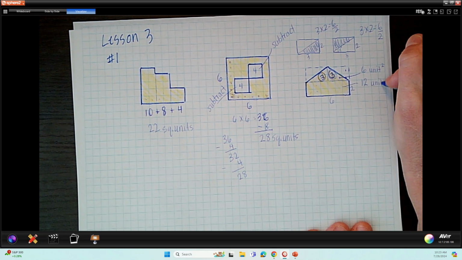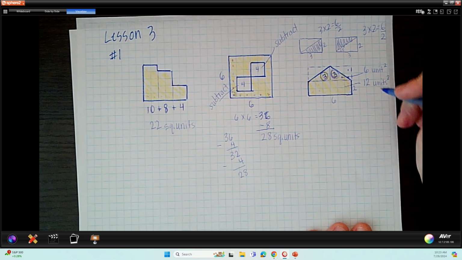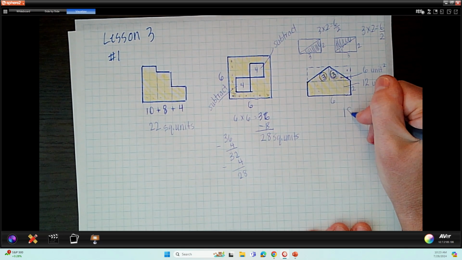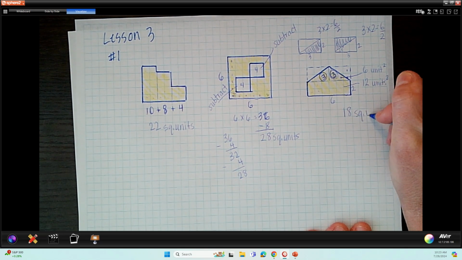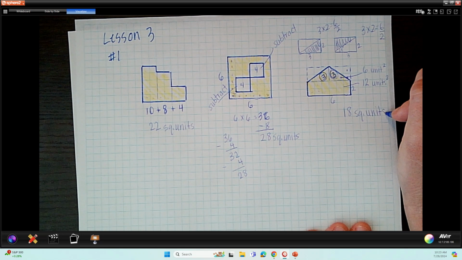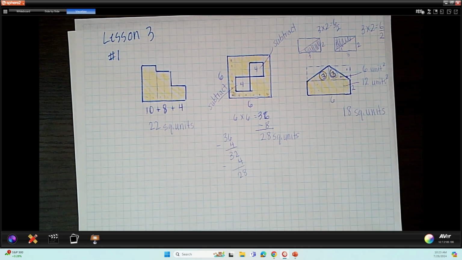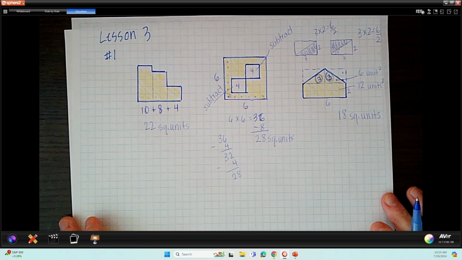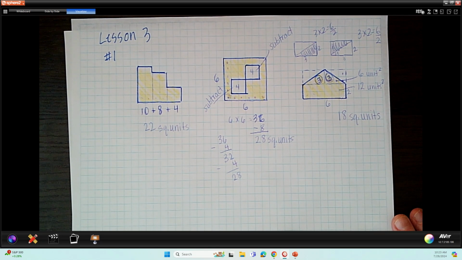Put them together. 6 plus 12. 6 plus 12 is 18. So we got 18 square units. Okay? All right, so that is how you can find the area of these shapes using a grid.